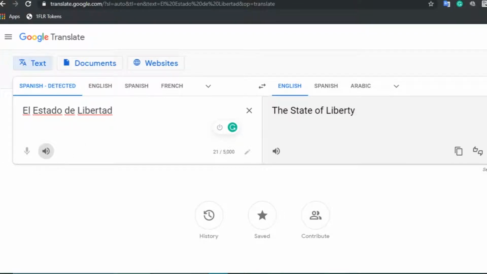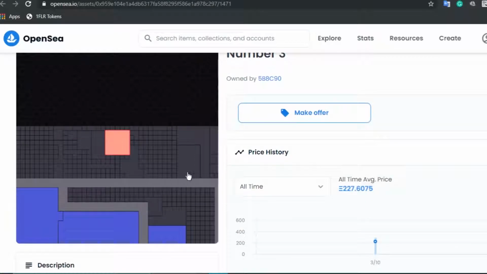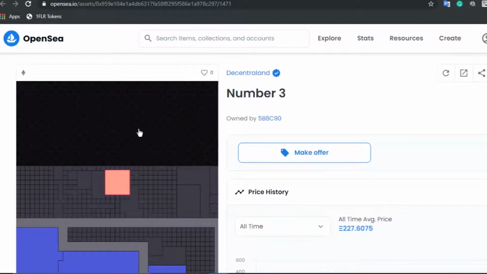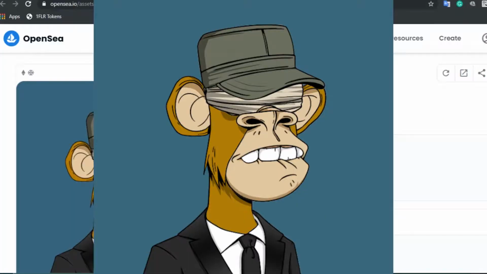Guys, the third NFT on my list is called the number 3. It is also from Decentraland, and it is also a digital land. It is also a form of investment, like you are buying a land in a digital space, you are buying an NFT land. And one thing about NFTs, they are unique. There's no one else that can take this land from you. There can never be any problem. You can't even say you want to pay taxes because you own a land or a house right here. So this number 3 was sold for a total amount of $610,000.